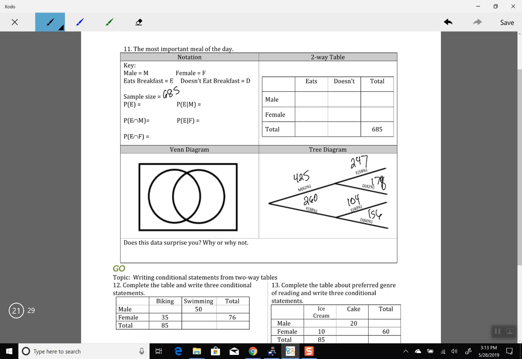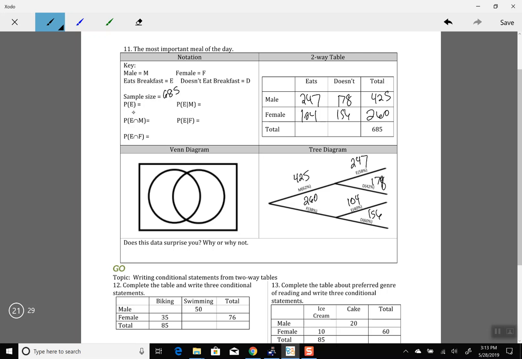So males, there's a total of 425 males. 247 will say eat, 178 doesn't. Females, there's 260 total females. And then 104 eats, 156 doesn't. You can add these up and add these up to get it.